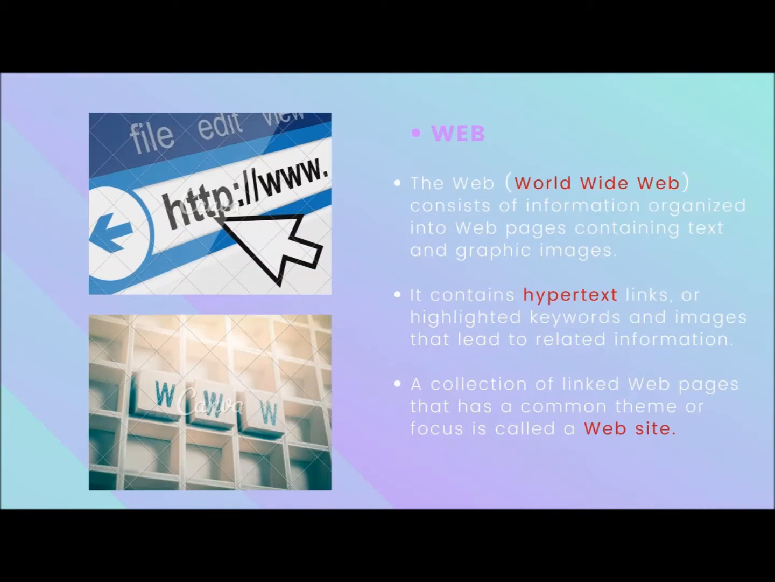The web, that is the World Wide Web, consists of information organized into web pages containing text and graphic images. It contains hypertext links. A website is a collection of linked web pages that has a common theme or focus.